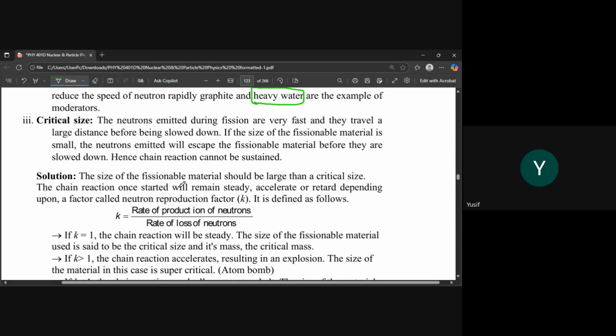The chain reaction once started will remain steady, accelerate or retard depending upon a factor called the nuclear reproduction factor, K. The reproduction factor is the ratio of the rate of production of neutrons to the rate of loss of neutrons. So the reproduction factor just talks about the proportion of the neutrons produced to the proportion of the neutrons lost in the reactor or in the nuclear reaction.